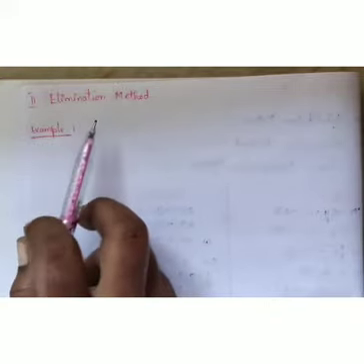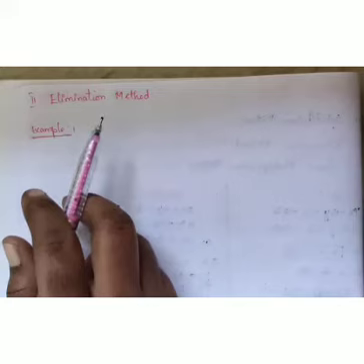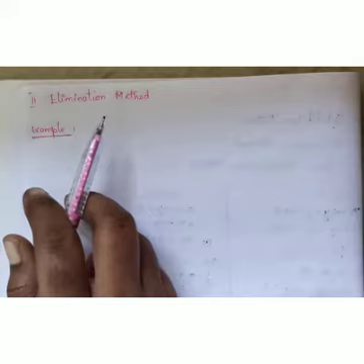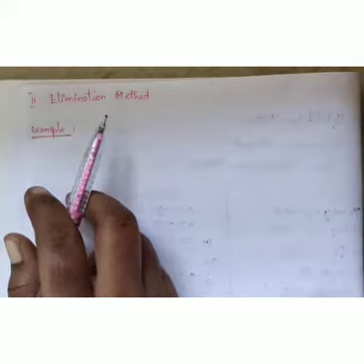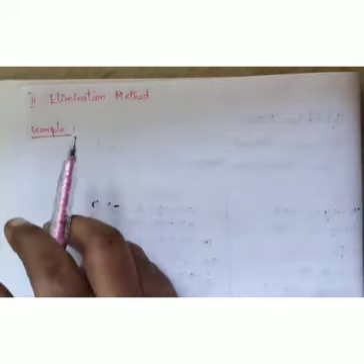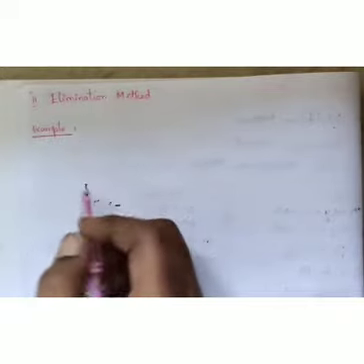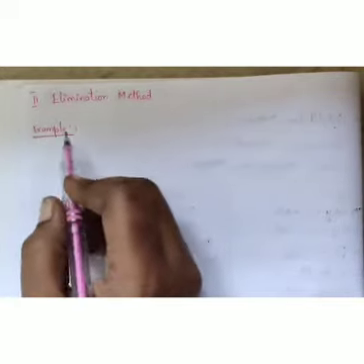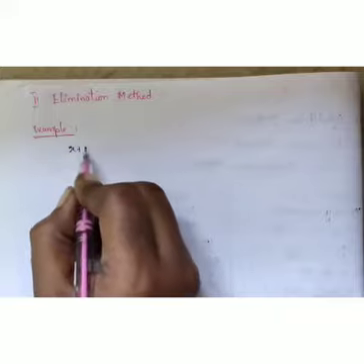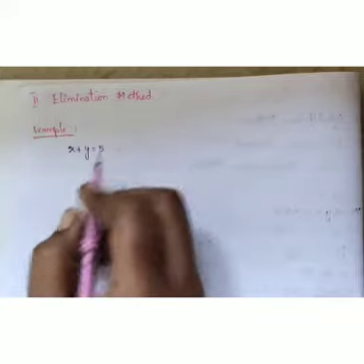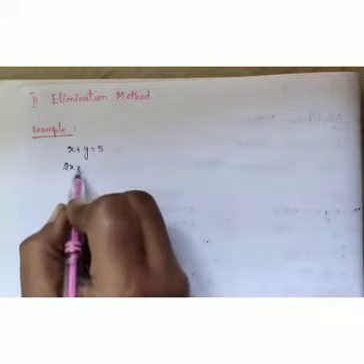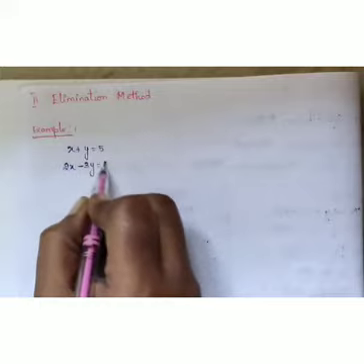Elimination. Eliminate means cancelling one variable and finding one value, then taking that value and substituting it in the next equation to find the second one. Now see here, let us understand that method. x plus y is equal to 5 and 2x minus 3y is equal to 4.